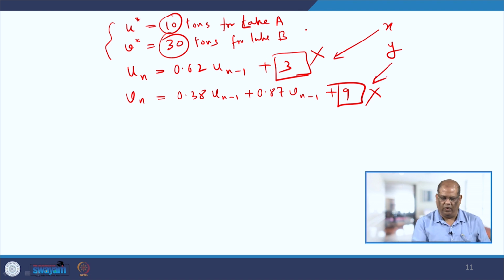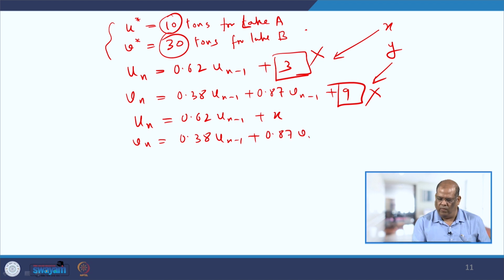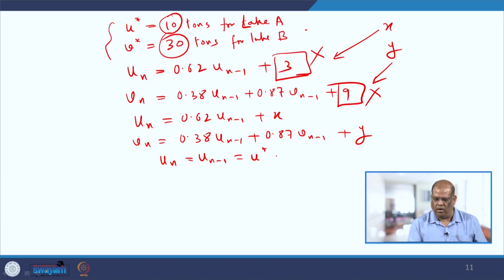So, now your equation will be un equal to 0.32 un minus 1 plus x and Vn is equal to 0.38 un minus 1 plus 0.87 Vn minus 1 plus y. So, what is known to you? You have known the equilibrium solution. So, you have un equal to un minus 1 equal to u star, that is given to be 10. So, your Vn is equal to Vn minus 1 equal to V star, and that value is given to be 30. So, we will be plugging this value here and solve for x and y.